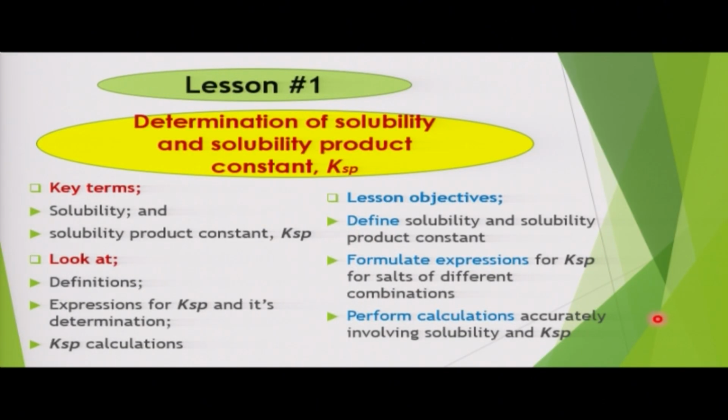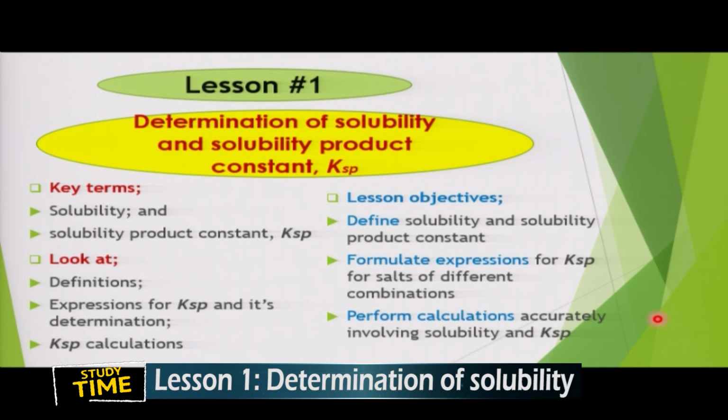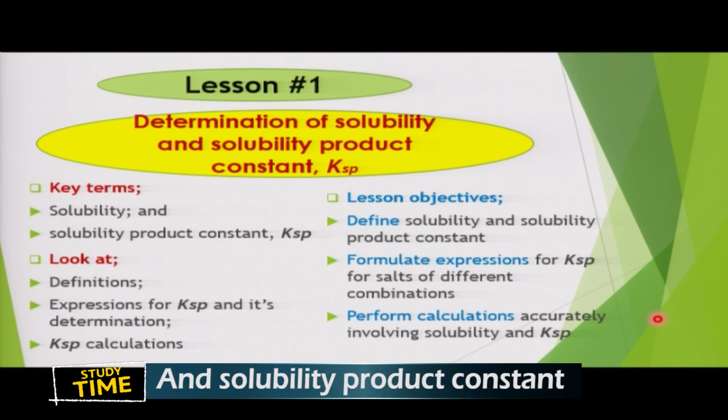There are actually three, but the prominent ones are the last two, as you see. The first objective is that you should be able to define solubility and the solubility product constant. When you're done defining them, then we go ahead and formulate expressions for KSP, for salts of different combinations.